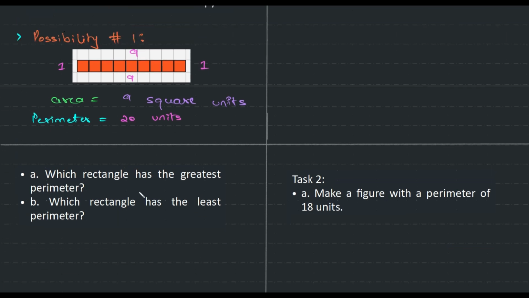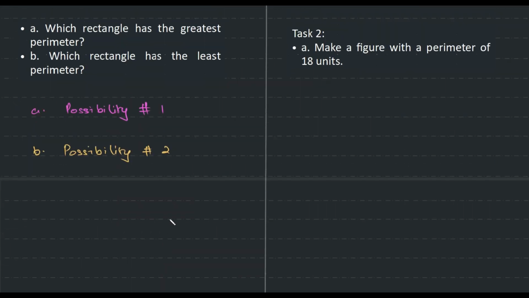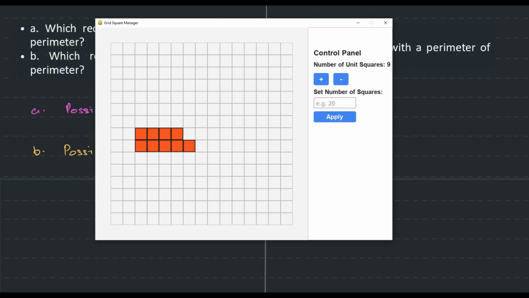So which is the largest? Which rectangle has the largest perimeter? Answer to A is possibility number 1 is the largest. Which is the least? Other one is the least. Possibility number 2. Agree? Now, next task is, the task is done. Make a figure with a perimeter of 18 units. Again, the question here is to make use of all of this, not to miss anything, not to exclude anything, and we should get a perimeter of 18.